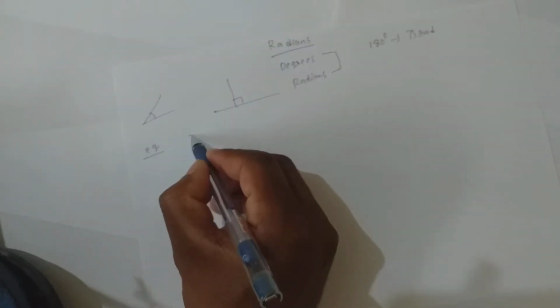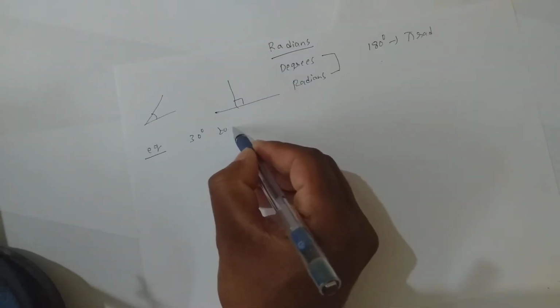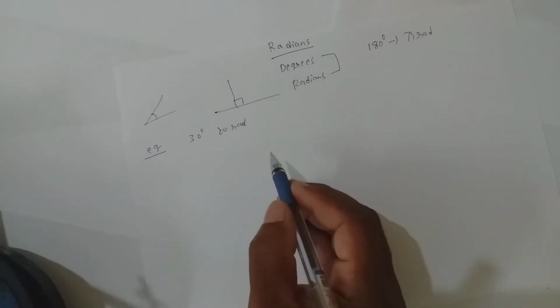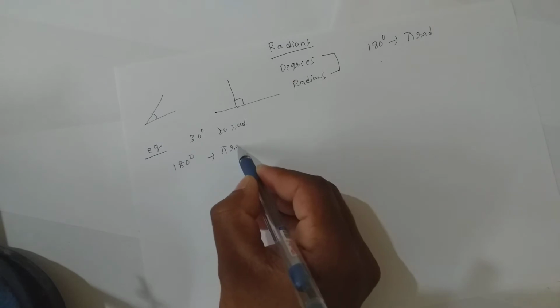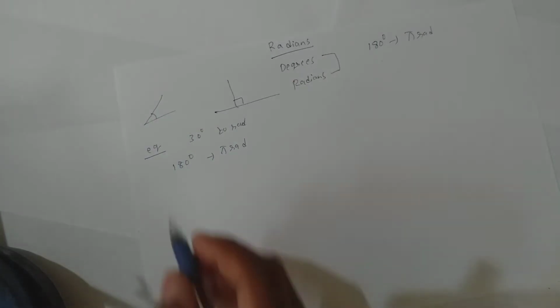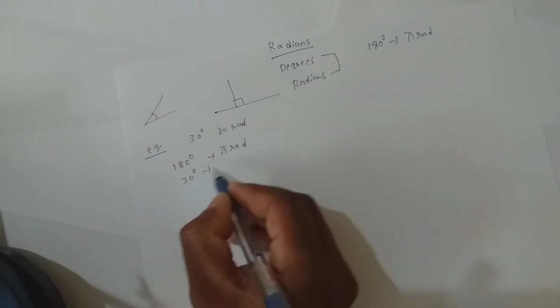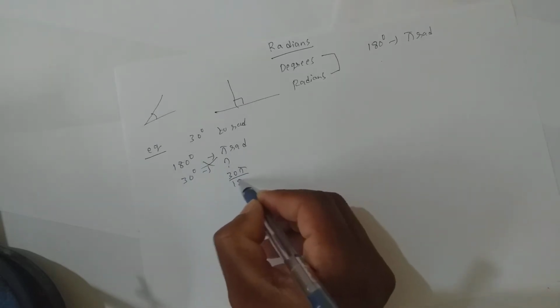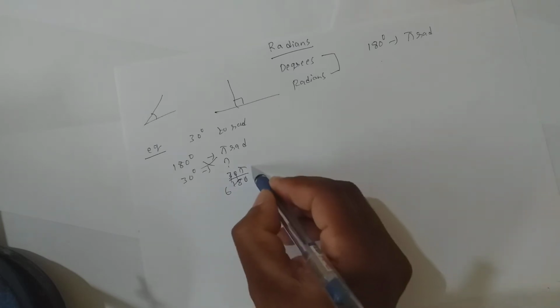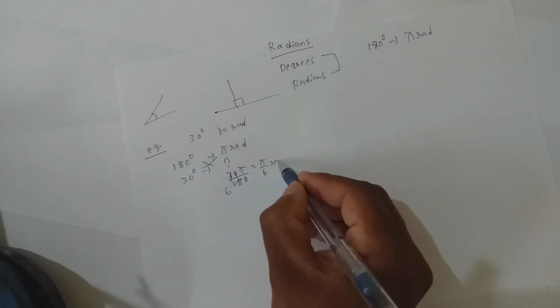how do we convert 30 degrees to radians? First line you will be writing: 180 degrees is nothing but pi radians. So 30 degrees will become how many radians? Just cross multiply, it becomes 30 pi by 180. 3 ones are 3, 3 sixes are 18. So this is nothing but pi by 6 radians.